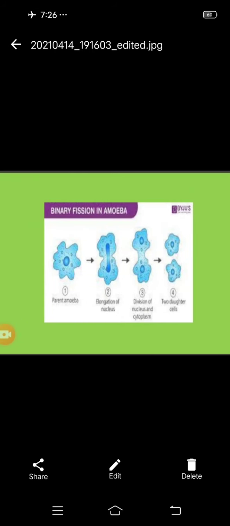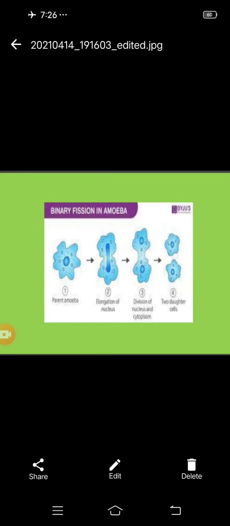So look at the picture here, it's a simple binary fission in amoeba. There is an amoeba, with the nucleus in the middle, cytoplasm, and pseudopodia formed. The shape of the amoeba is elongated, and the nucleus also starts to elongate and divides into two nuclei. In the third picture you can see both the nuclei have reached opposite ends, and then the center of the cell also starts to constrict at the middle, and cytokinesis takes place.